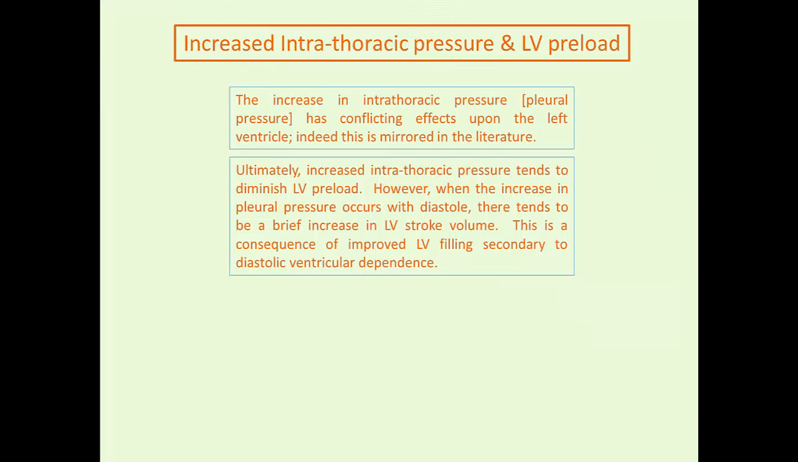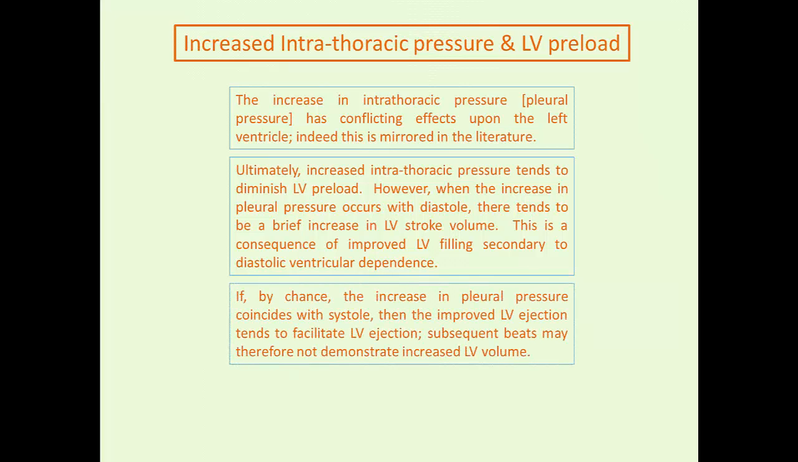When the increase in pleural pressure coincides with diastole, there tends to be a brief increase in LV stroke volume. And again, this is very brief and very minor, and that is primarily a diastolic ventricular interdependence effect. If by chance the increase in pleural pressure coincides with systole, there may be slightly improved ejection as a diminished left ventricular afterload is achieved. If you imagine greater output from the LV, you would lower your end systolic volume, and then subsequent beats may therefore not demonstrate an increased LV volume.